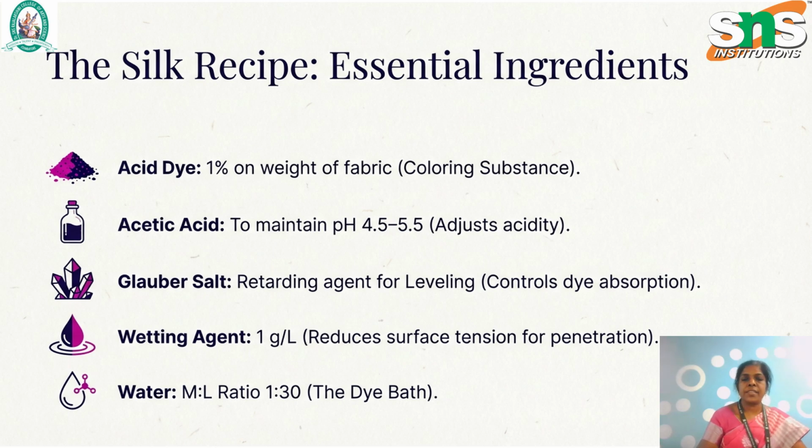So what are the essential ingredients used in dyeing of silk with acid dye? Acid dye, which is 1% on the weight of fabric. Acetic acid to maintain the pH at 4.5 to 5.5, which adjusts the acidity. Glauber's salt, which acts as the retarding agent or leveling agent and helps in even shade formation. Wetting agent, which reduces the surface tension and improves the wettability of the fabric. And then the MLR, that is water used in the ratio of 1:30 for setting up the dye bath.